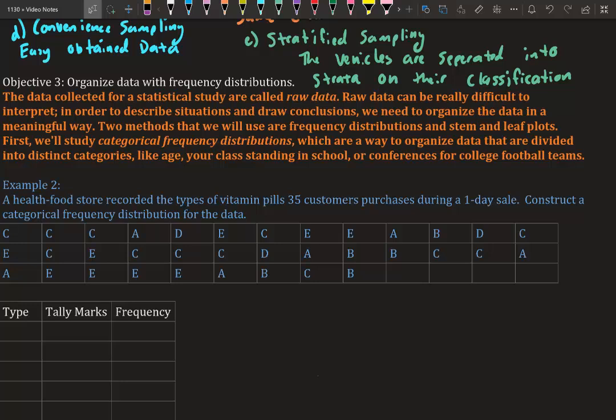The data collected from a statistical study are called raw data. Raw data can be really difficult to interpret. In order to describe situations and draw conclusions, we need to organize the data in a meaningful way. Two methods that we will use are frequency distributions and stem and leaf plots. First, we'll study categorical frequency distributions, which are a way to organize data that are divided into distinct categories like age, your class setting in school, or conferences for college football teams.